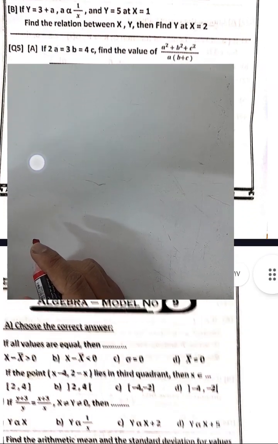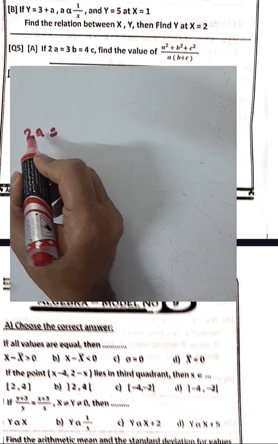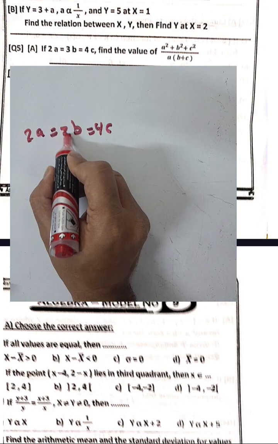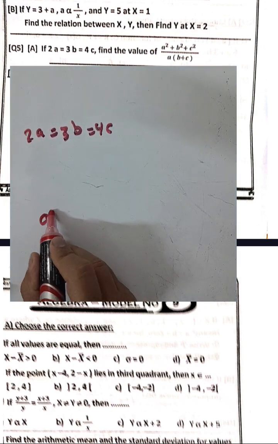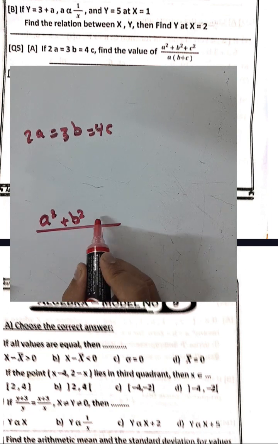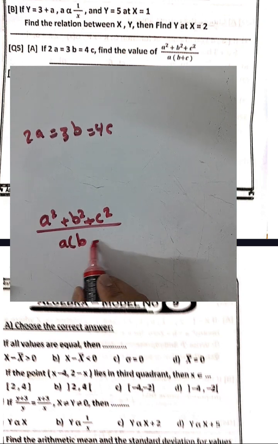Question number 5. If 2a equal 3p equal 4c, we want to find the value of a power 2 plus p power 2 plus c power 2 over a times p plus c.